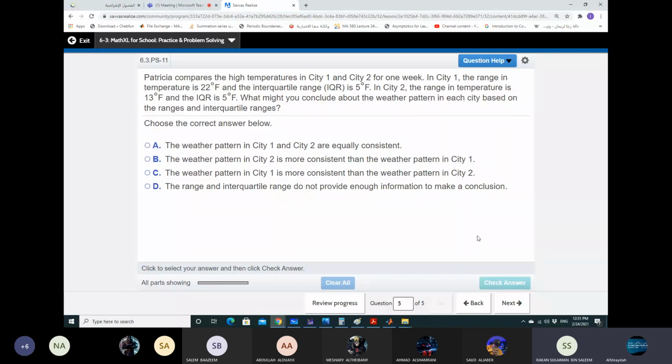Now, what might you conclude about the weather pattern in each city based on the range and interquartile ranges? The weather patterns in city 1 and city 2 are equally consistent, or the weather pattern in city 2 is more consistent than the weather pattern in city 1, or the weather pattern in city 1 is more consistent. What do you think, Faris?